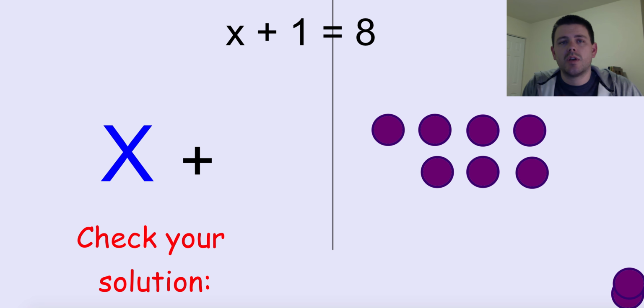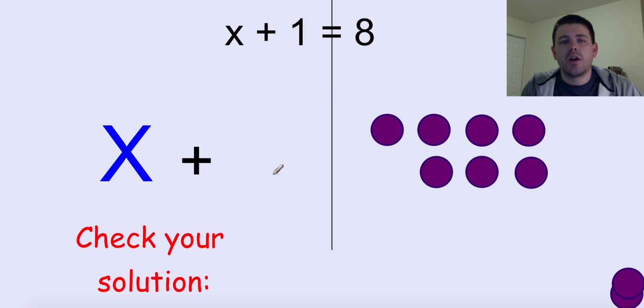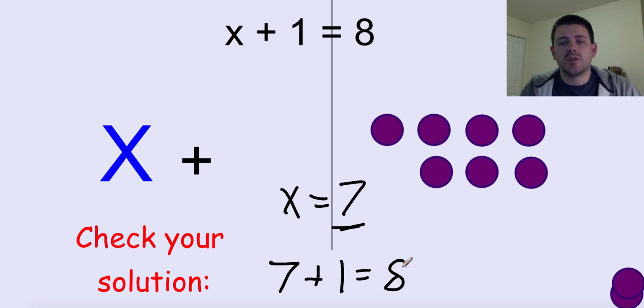That's my solution. Our answer is x is equal to 7, because 7 plus 1 gives me 8. And then our last step is always going to be to check our solution, which means take our answer, put it into the equation in place of x, and see if it makes a true statement. 7 plus 1, is that equal to 8? Yep. So we've checked our answer. We know we've done it correct.